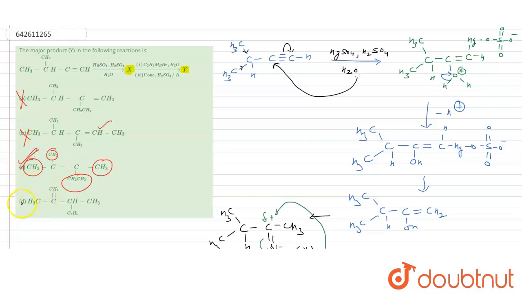And if you talk about option D, this is not substituted, because there are 2 hydrogens over here, so D cannot be our answer. So we are left with the correct answer, that is option C, and this will be the correct answer. So hope this answered your question.